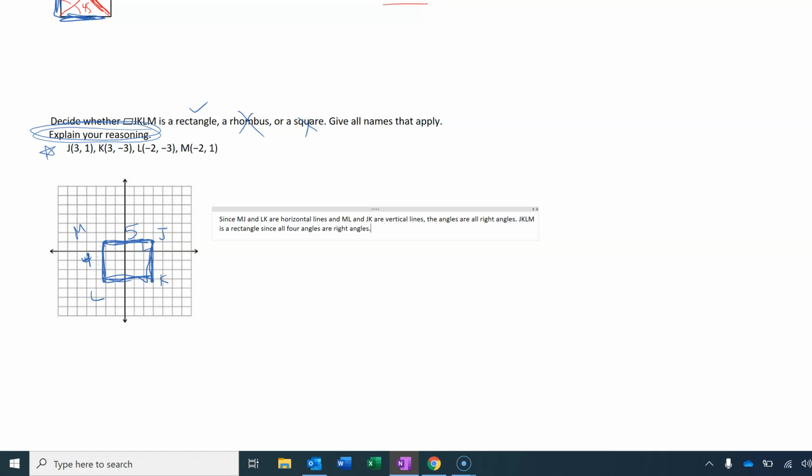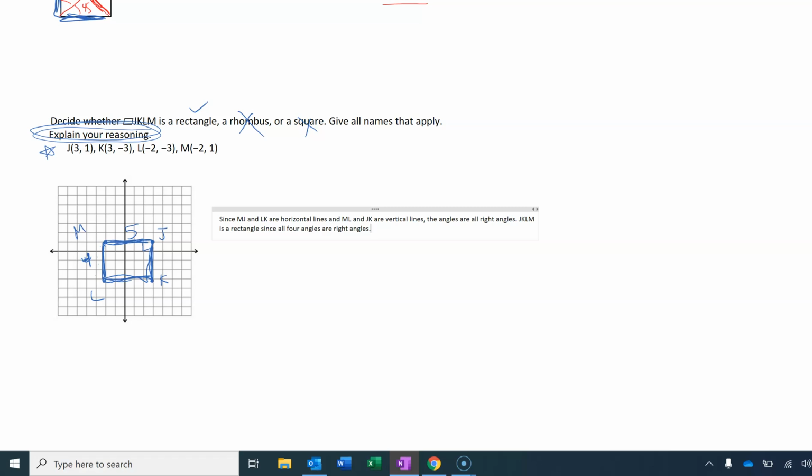We don't really need to explain why it's not a rhombus and it's not a square. We could if we wanted to. We could go ahead and say that JKLM is not a rhombus or a square because all 4 sides are not congruent. And we could say it that way. But be sure that when they ask you to explain your reasoning, you actually make a full sentence statement.